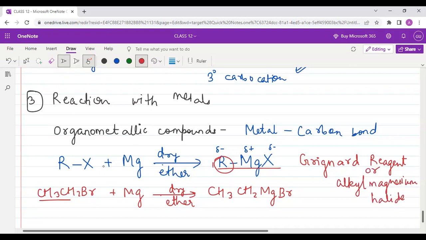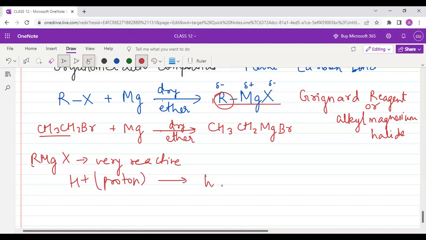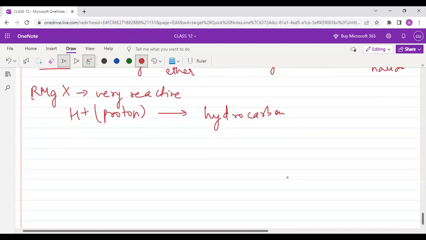And now you have to remember that Grignard reagents, RMgX, are very reactive and they react with any source of proton. If they see any compound with H plus, with a proton, they'll react with it and form hydrocarbon. So suppose we have RMgX, Grignard reagent, and we have water.